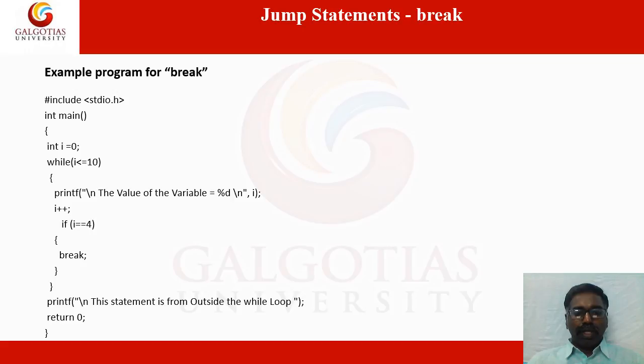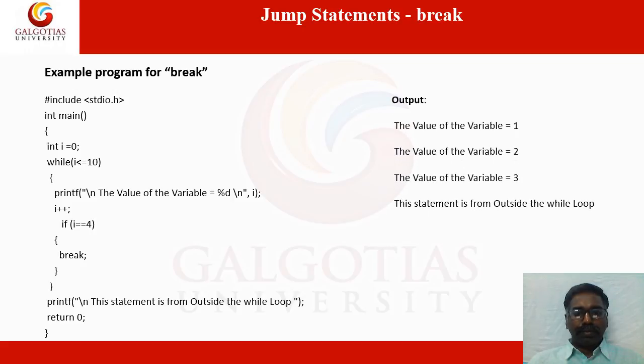So the statement outside the while loop will be printed once, like this. The first value of the variable is 1, and then the value of the variable is 2, and the value is 3. Once the value becomes 4, it will break the while loop, so that it can't repeat until 10 times. So the statement outside the while loop will also be printed, where the break statement goes to the next line after the while loop.